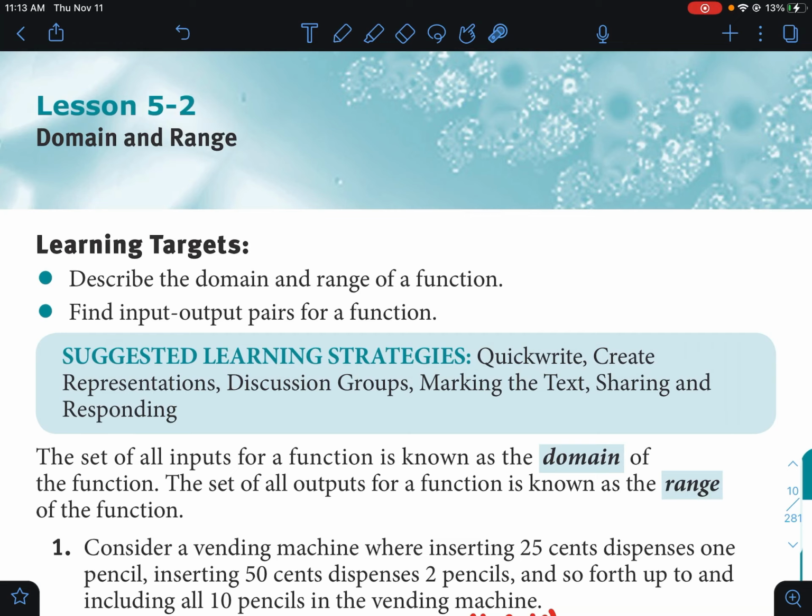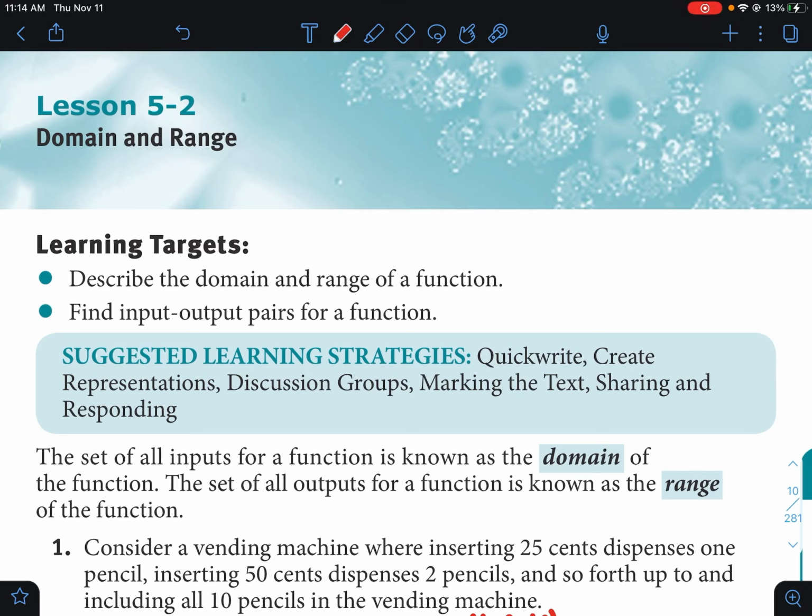All right, so moving on here, lesson 5.2, we are going into this thing called domain and range. And we're now talking about that with our functions. And we talked about that with a function, we have to have one output for every input. So again, moving forward, the set of all inputs for a function is known as the domain, and the set of all outputs is called the range.